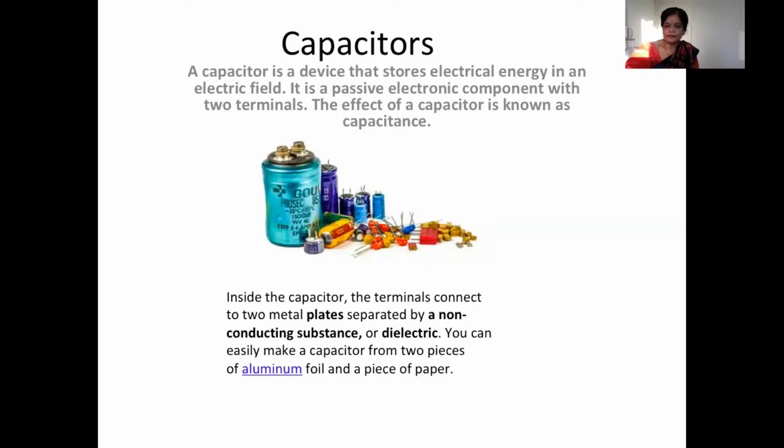A capacitor is a device that stores electrical energy in an electric field, right? It's a passive electronics component with two terminals. The effect of a capacitor is known as capacitance, right? Suppose we take two aluminum foils and in between we keep an insulator like paper, then that will work as a capacitor, right?